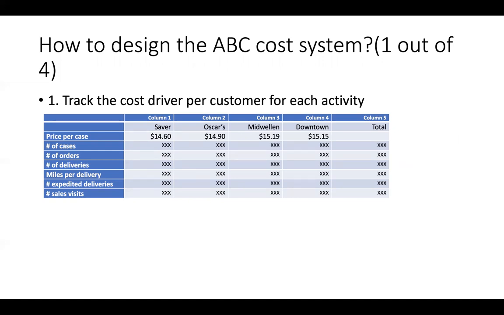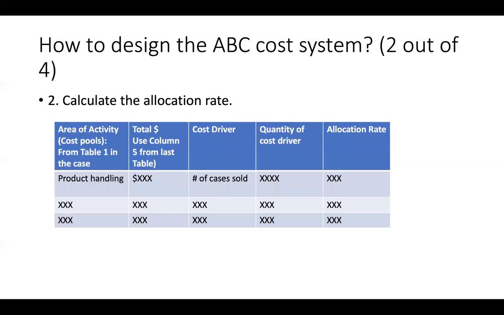But basically, to design an ABC system, first you want to start by tracking the quantity of the cost driver per customer for each activity, okay? Next, you want to calculate the allocation rate. The allocation rate is essentially the total activity cost budgeted divided by the total quantity budgeted. And here, when we talk about the total quantity, you have to add all the quantity for all customers together, okay? And then you calculate the allocation rate. This allocation rate has to be the same for every customer.